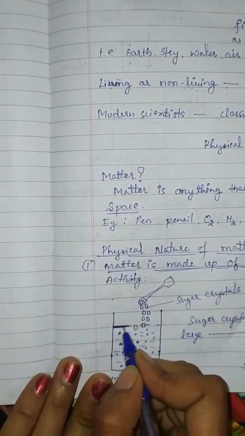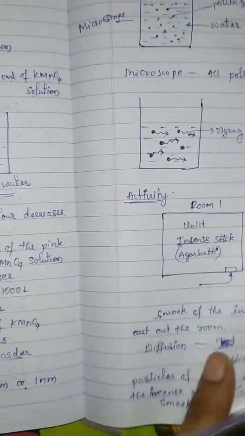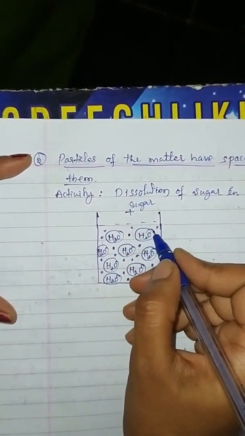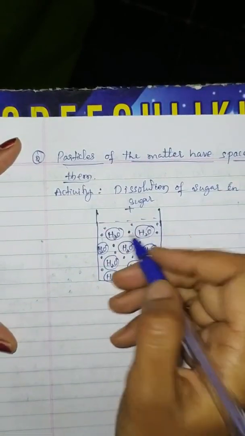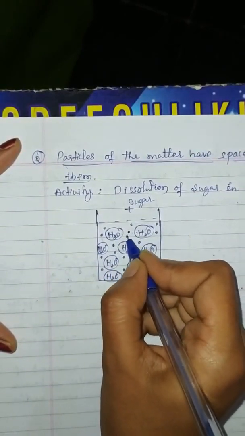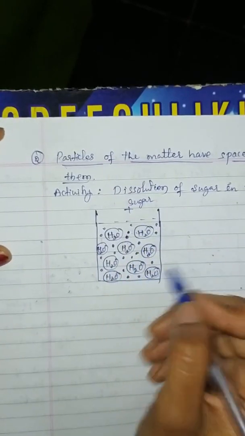This helps us understand that matter has some space between its particles, since space is present between the water molecules, and that space is occupied by these sugar particles.